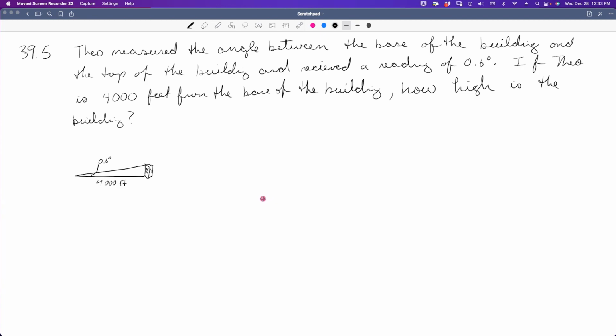All right, so in 39.5, Theo measured the angle between the base of the building and the top of the building and received a reading of 0.6 degrees. If Theo is 4,000 feet from the base of the building, how high is the building? Okay, so we can agree that 0.6 degrees is a very small degree.